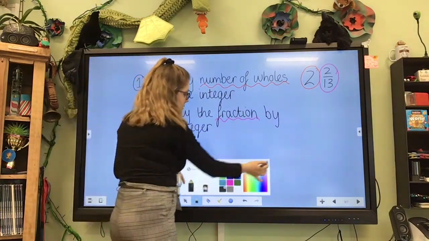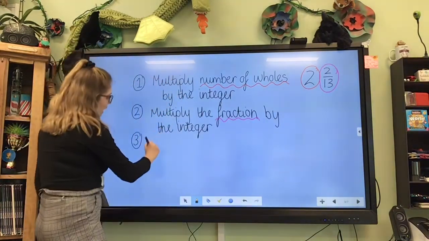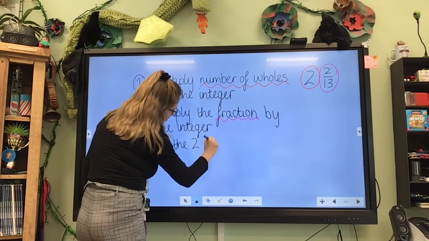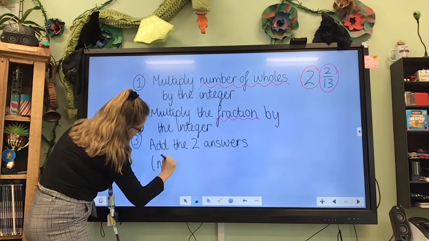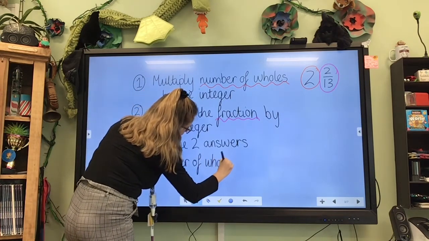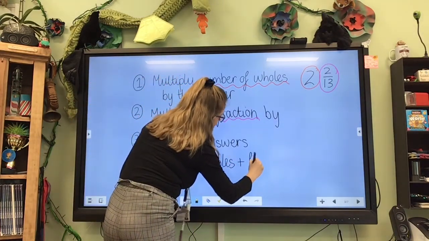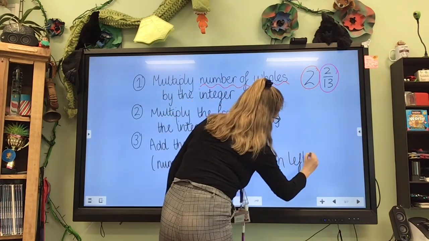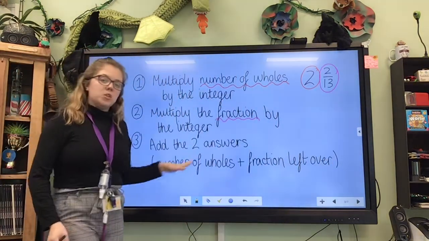And step 3, what was step 3? So you might be able to skip out step 3 depending how confident you are. But that is when we need to add our 2 answers. Add the 2 answers. So we could think of that as number of wholes, and it's going to be a fraction if we're multiplying a fraction by an integer. Add the fraction left over. Like that.